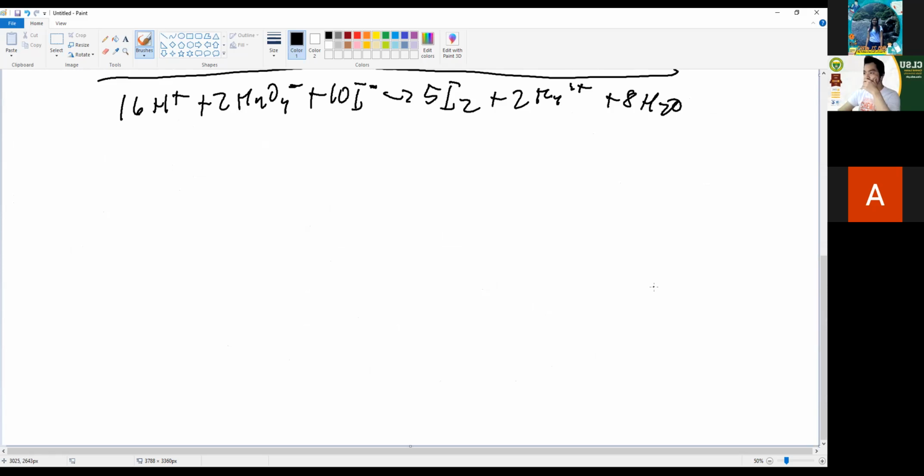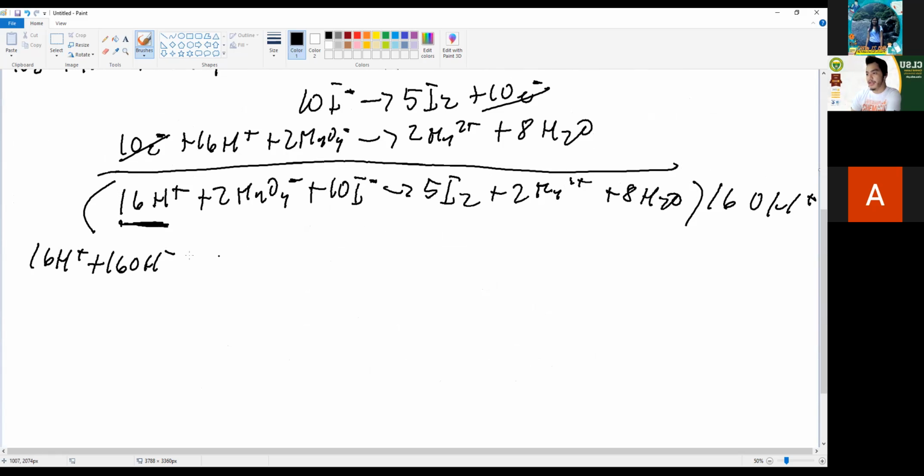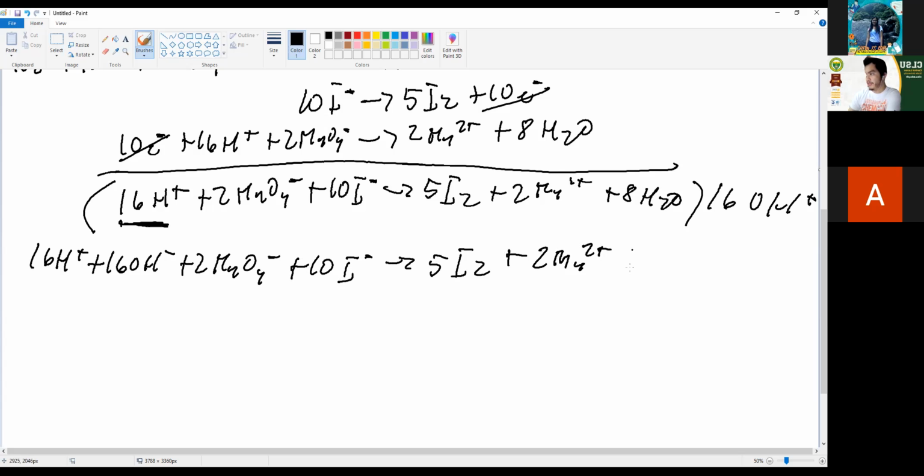So yan, ang sabi ko, we will do this as if it were acidic. Pero basic to. So ngayon, para maging basic, you have 16H plus, di ba? So ang tendency, multiply the whole reaction by 16OH. So that is 16H plus 16OH negative plus 2 MnO4 negative plus 10 iodine will yield 5 iodine plus 2 Mn2 plus 8H2O plus 16OH. So both sides, mag-a-add ka ng 16OH.